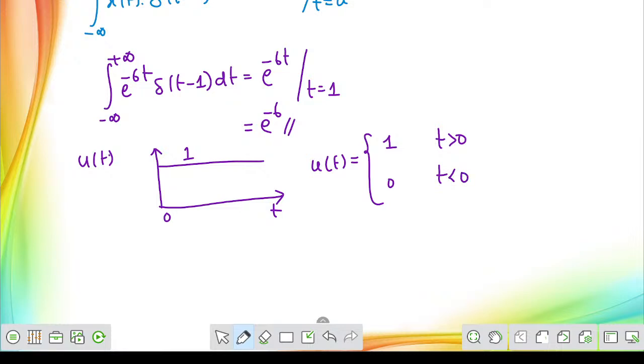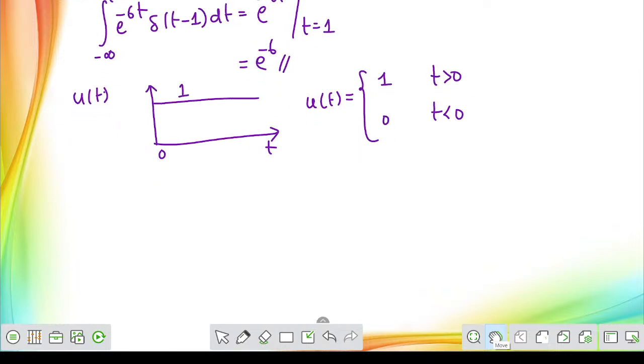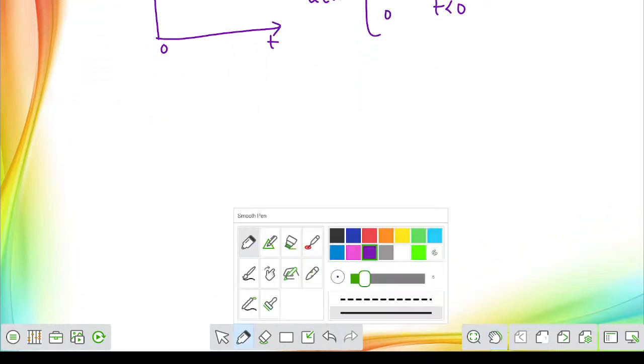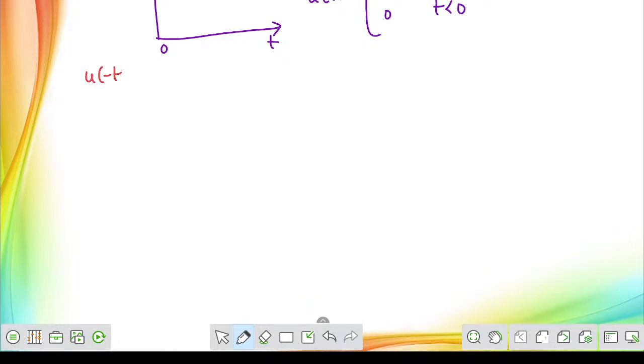This is how we are defining a step signal. Suppose instead of the step, u of minus t is given. If they are giving u of minus t, how will you represent the signal, sir? This will be represented as u of minus t.